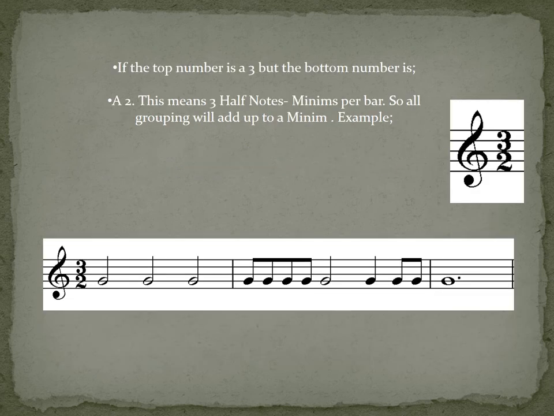And then on this example, top number is still a 3, indicating simple triple time. But this time the bottom number is a number 2, indicating half notes or minims. Therefore, each bar will add up and be grouped into 3 minim beats. Again, you can see from the example, bar number 1, 3 separate minim beats. Bar number 2, 4 quavers to add up to 1 minim. Then we have 1 minim. Then we have a crotchet and 2 quavers. And then the last bar, a dotted semibreve.